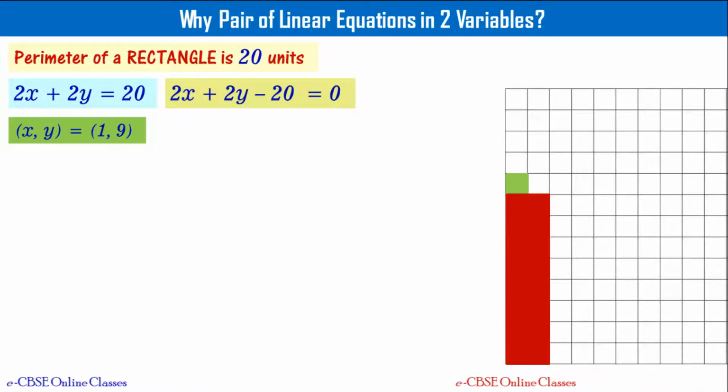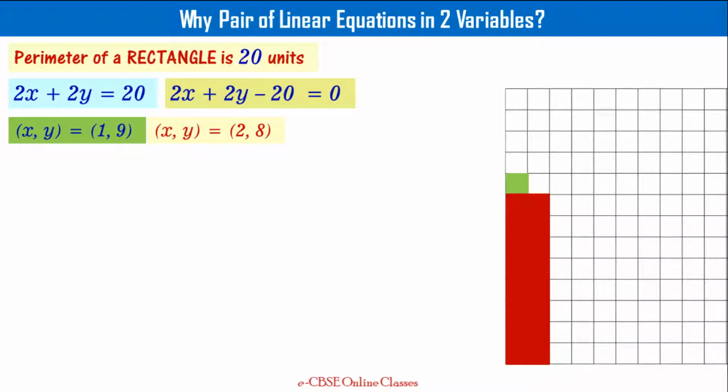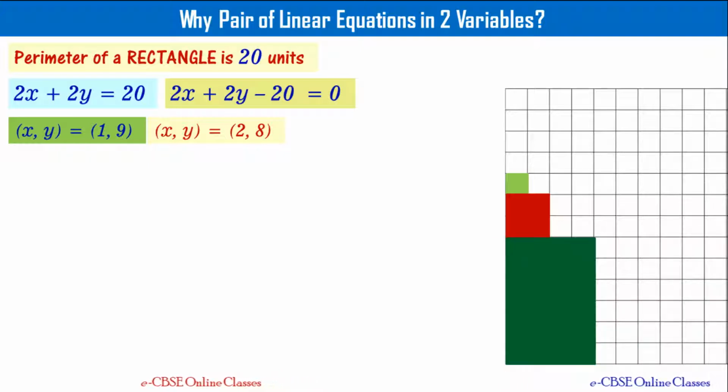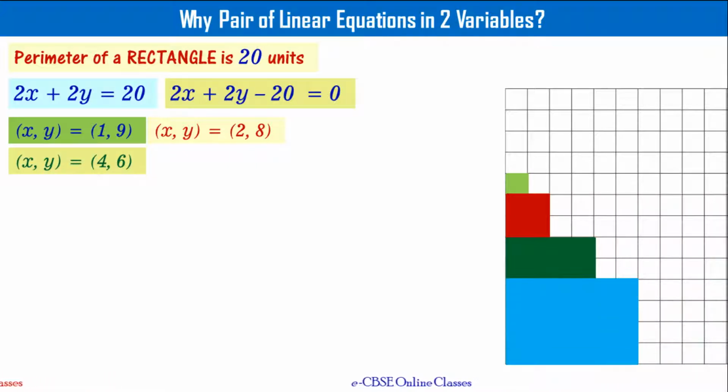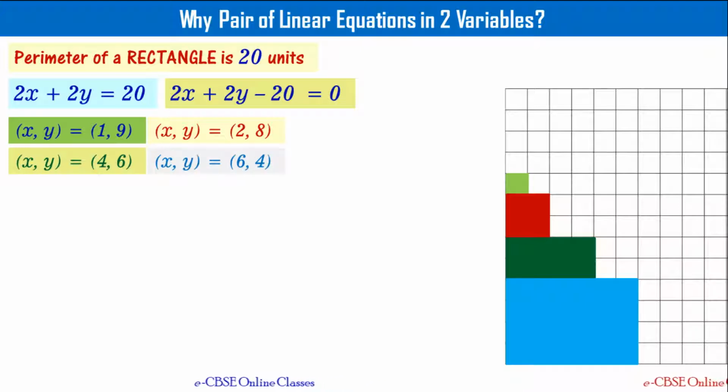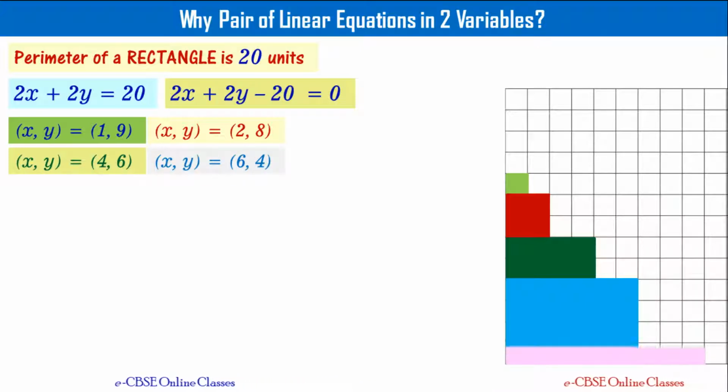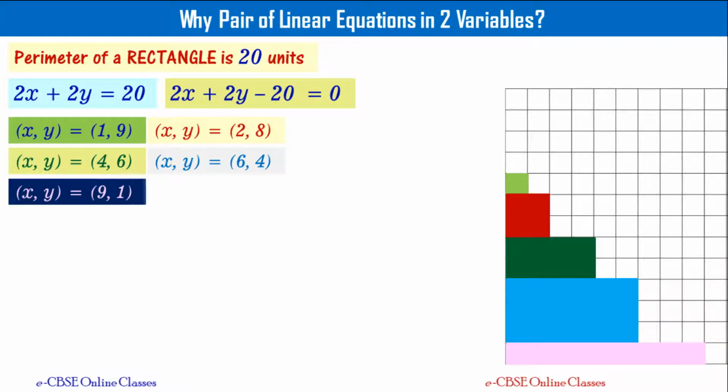The rectangle in red is also going to satisfy, for which x is going to be 2 and y is going to be 8. Similarly, rectangle in dark green corresponding to x equal to 4 and y equal to 6, and rectangle in blue corresponding to x comma y equal to 6 comma 4, and rectangle in pink corresponding to x comma y equal to 9 comma 1. All these rectangles are going to satisfy the equation.